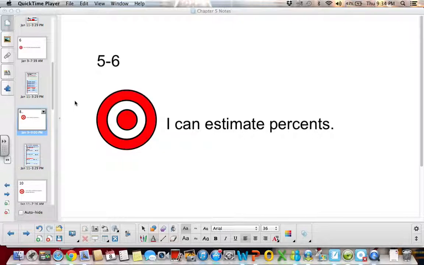Hi, 7th graders. We're on lesson 5-6. It starts on page 275 in your textbook. Our learning target is estimating percents.